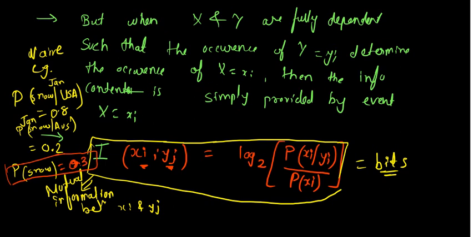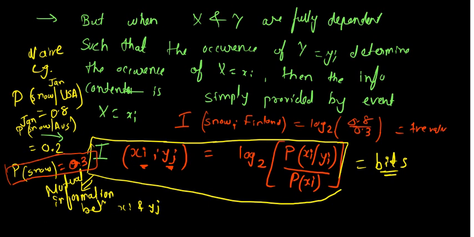So I'm just writing here that the information of snow in Finland will be log to the base 2 of 0.8 divided by 0.3, and which will be some positive value. If you can calculate, you will get some positive value, about 1.5 or something. So it is positive, so it implies positive correlation between the two events xi and yj, and it means that it is highly likely that it will snow.